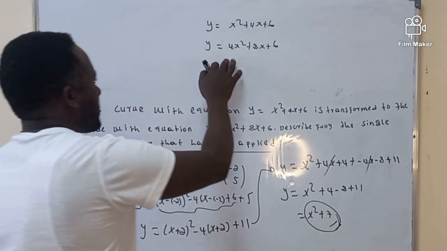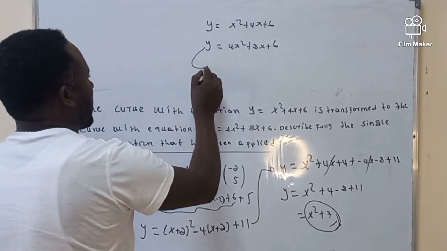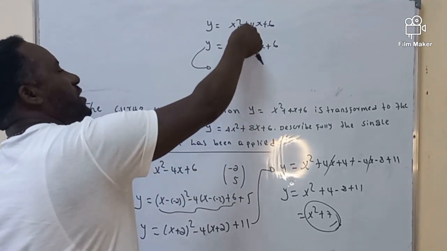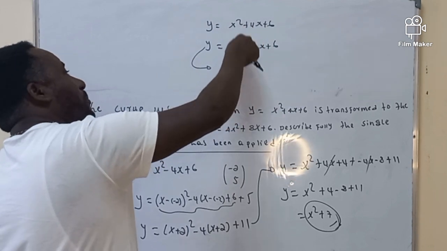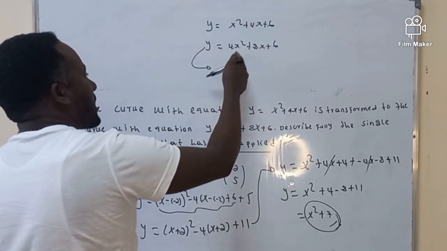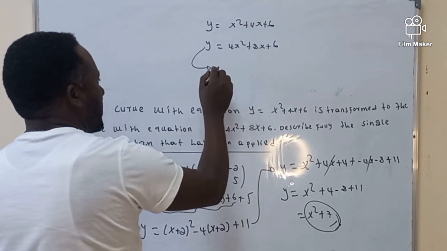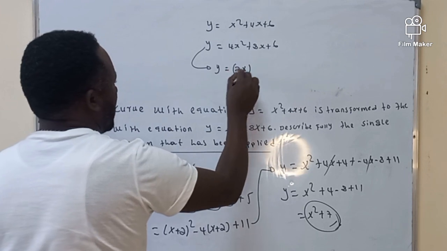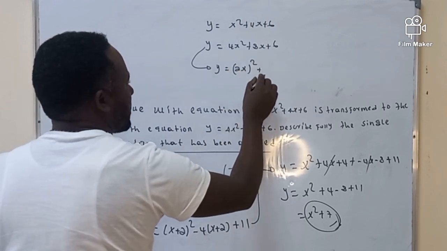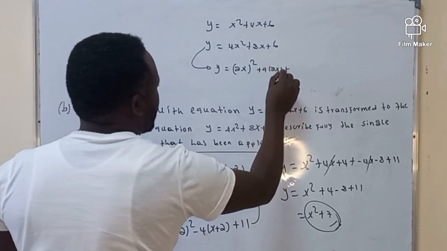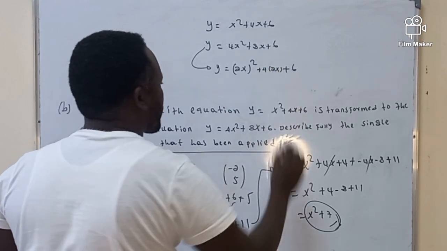So first of all, let me describe this one. What does this in general mean? Because this is the image of this one, we have to start from here, and this has to be written in the form of this one. Y will be what? 2x the whole square, plus 4 into 2x, plus 6.